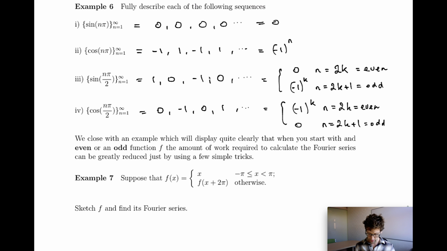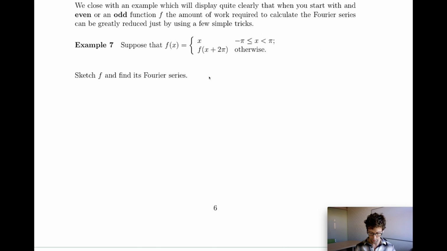So we're going to close up here by showing you how you can use symmetry to simplify the calculation of Fourier series. Let's start off with an example 7. We have a function that is x between minus pi and pi, and it's repeating itself every 2 pi. So this is a periodic function with a period of 2 pi.